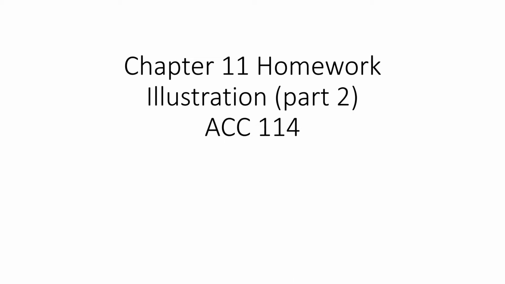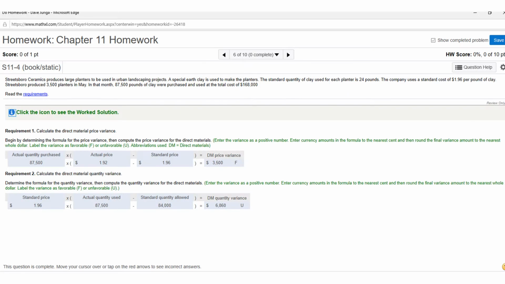Alrighty, so this will be part 2 of your Chapter 11 homework illustrations in My Accounting Lab. Okay, this is number 6 with your Chapter 11 homework. You're going to be calculating the direct material price variance and the quantity variance. Remember, the price variance is always based on what you purchase, and the quantity variance is based on what you use. Sometimes they refer to the quantity variance as the efficiency variance as well.